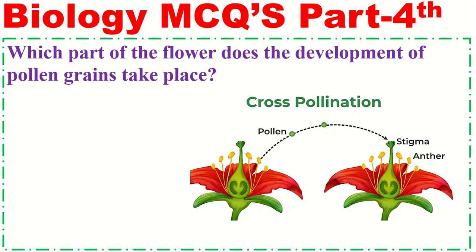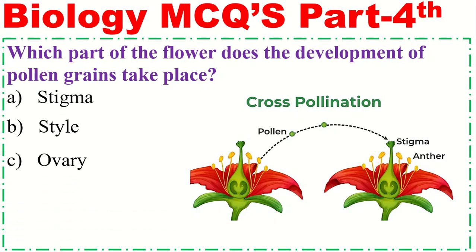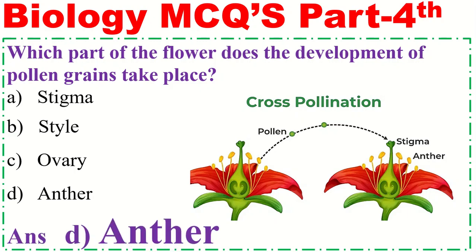In which part of the flower does the development of pollen grain take place? Option A, stigma, B, style, C, ovary, D, anther. Correct option is D, anther.